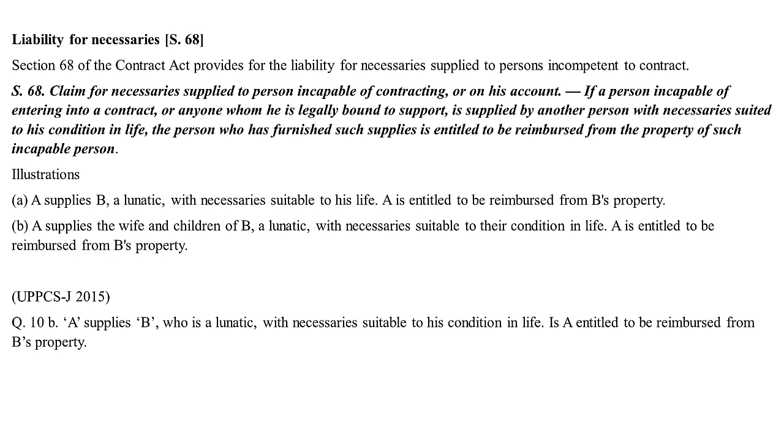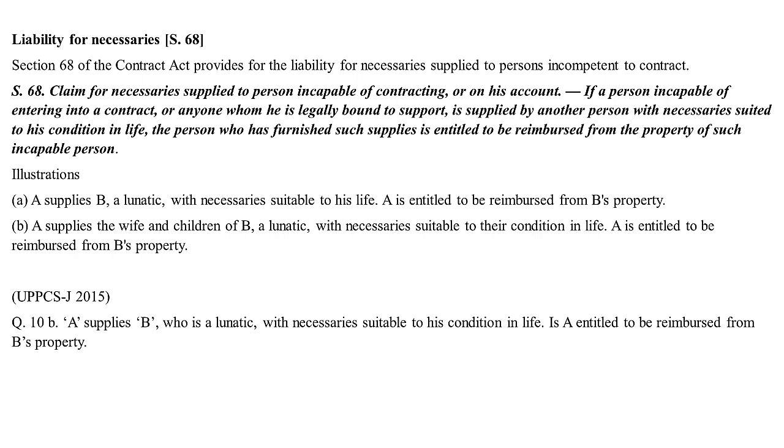This section, student, is very important because it is related to sections 10, 11 and 12 of the Indian Contract Act of 1872, and any question arising from any of these sections can directly be related to this section as well. So the illustrations of section 68 are as follows. Number A, A supplies B, a lunatic, with necessaries suitable to his life. A is entitled to be reimbursed from B's property. B, A supplies the wife and children of B, a lunatic, with necessaries suitable to their condition in life. A is entitled to be reimbursed from B's property.